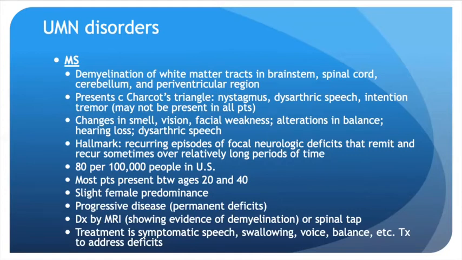It typically presents between ages 20 and 40. It's more common in females. It's a progressive disease. It's diagnosed by MRI, showing evidence of demyelination, or via spinal tap. And treatment is symptomatic: speech, swallowing, voice, balance, etc. therapy to address whatever the deficits are.